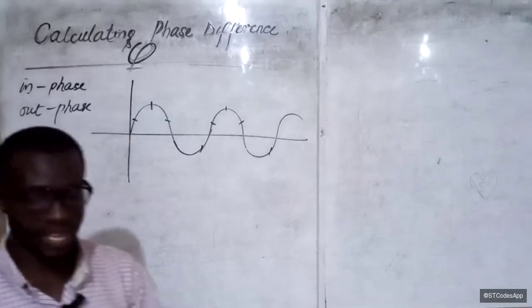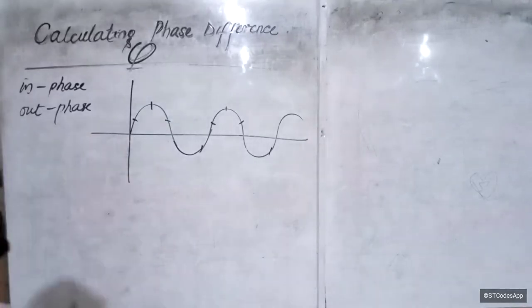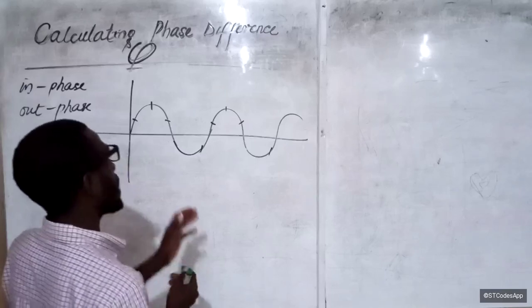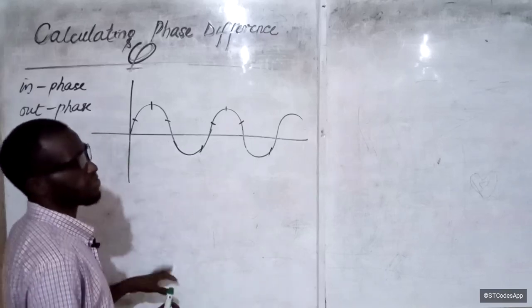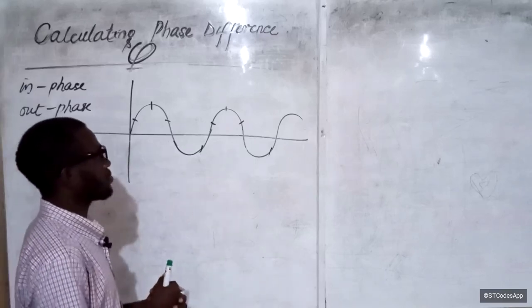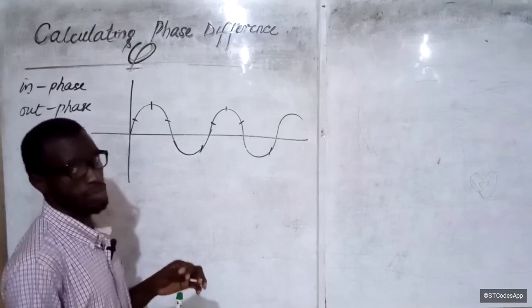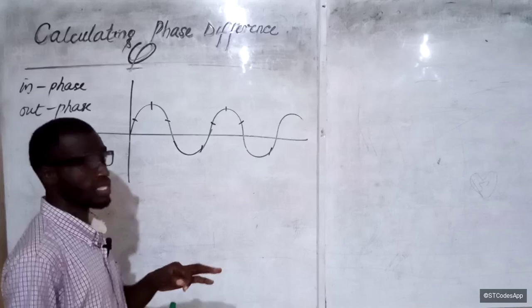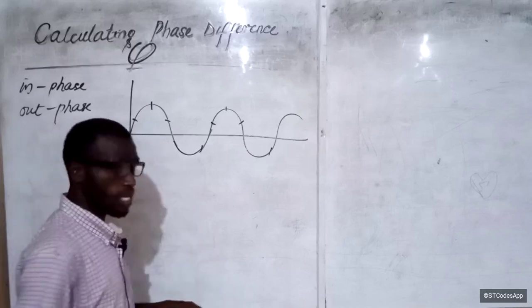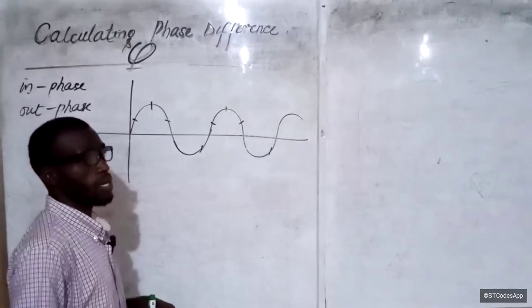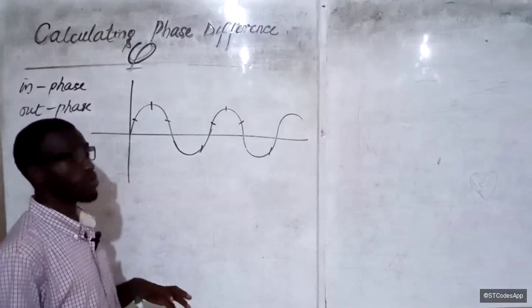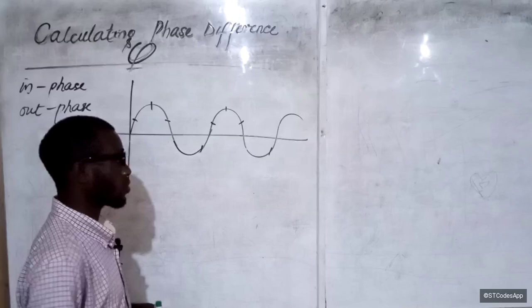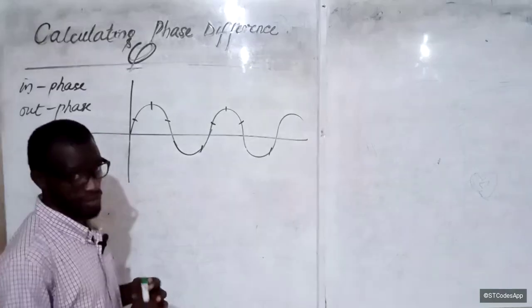So two points are in phase if they have exactly the same frequency at a particular time, the same amplitude at that particular instance, the same displacement away from the horizontal. So that is when they are in phase.